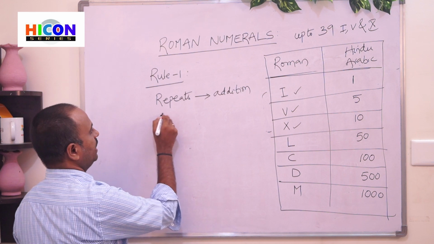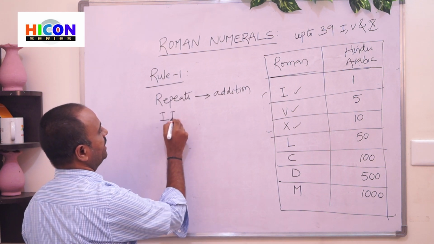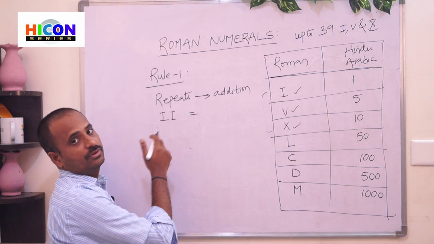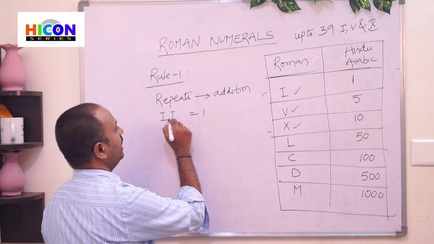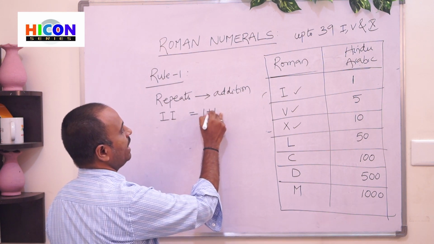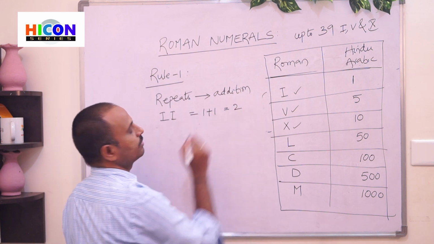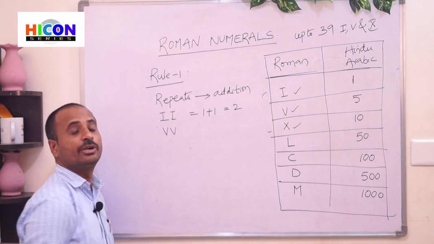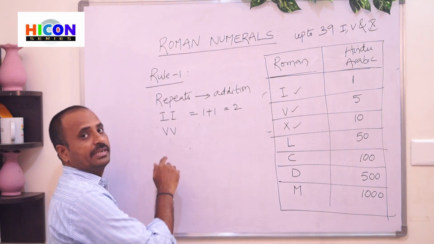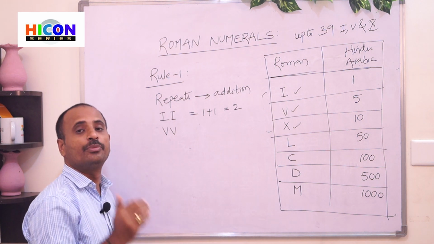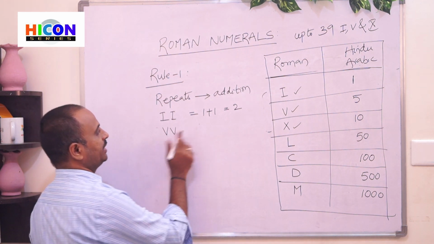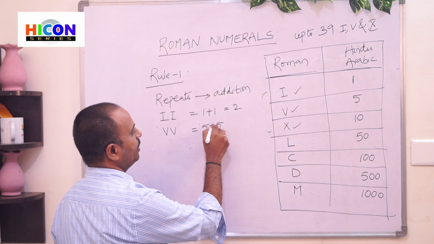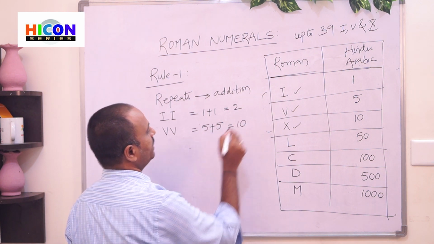So repeat means addition. For example, II. Here I is repeated 2 times. That means you have to add these 2 values. I means 1 and another I means 1. Now you have to add: 1 plus 1 is equal to 2. In the same way, VV. Here V is repeated 2 times. If any symbol is repeated, that means we have to make addition. V means 5 and V means 5, so 5 plus 5, 10.